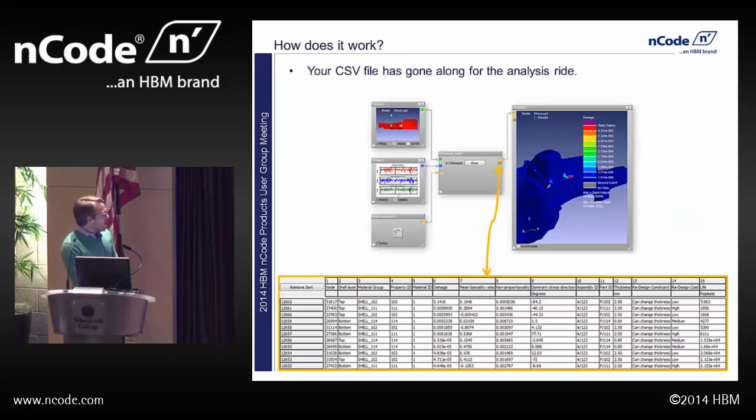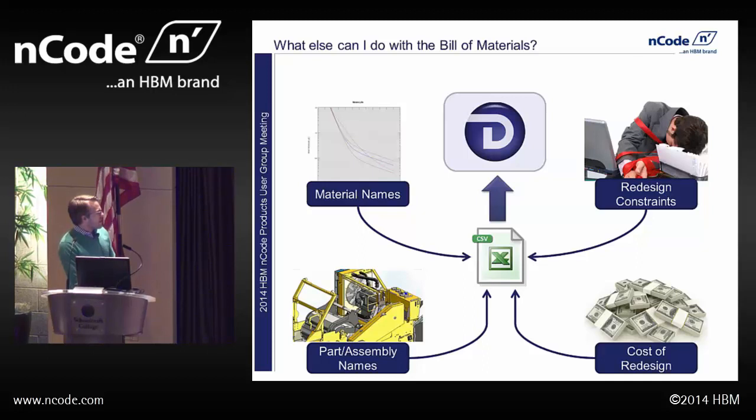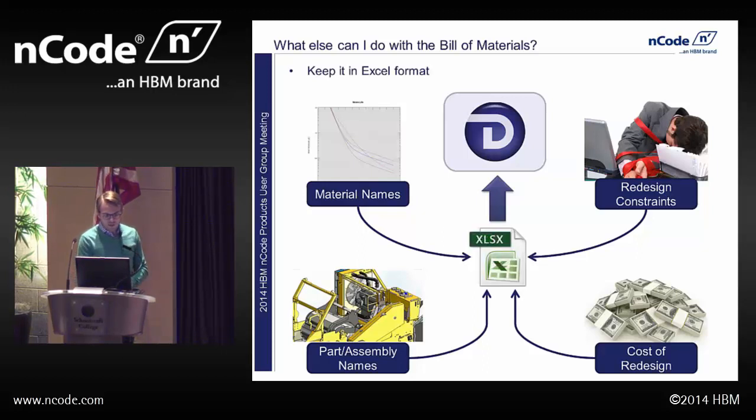So I've said already that there's a couple things we can do with this. First of all, if you're going from Excel to a CSV, the first way to make this easier is to just forget the whole CSV step in general and just keep it as an XLS spreadsheet. Okay? This way, anybody in your organization who is going to be updating your bill of materials can do so. So obviously you're going to have engineers updating material names, designers updating part assembly names, perhaps supply chain people or someone updating costs of redesign. All this stuff comes together into one sheet that's easily edited and saved, and then it feeds right into your analysis.